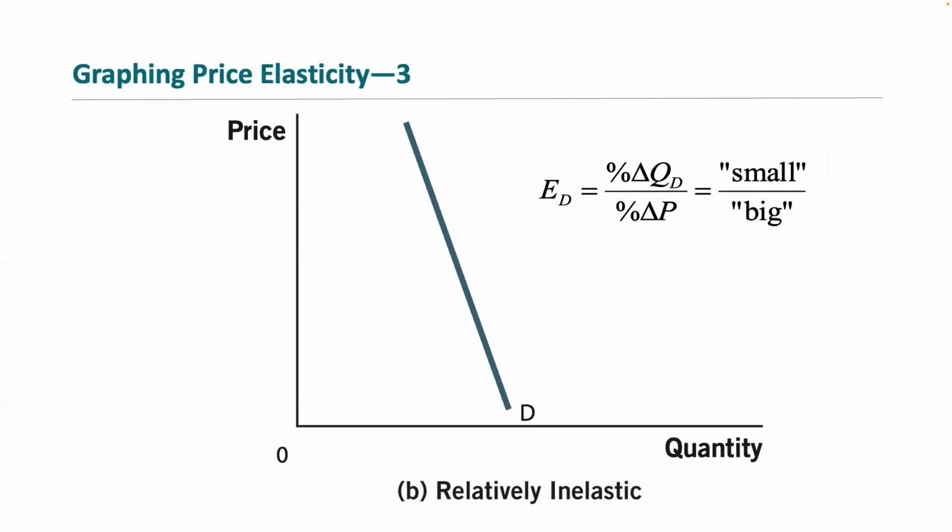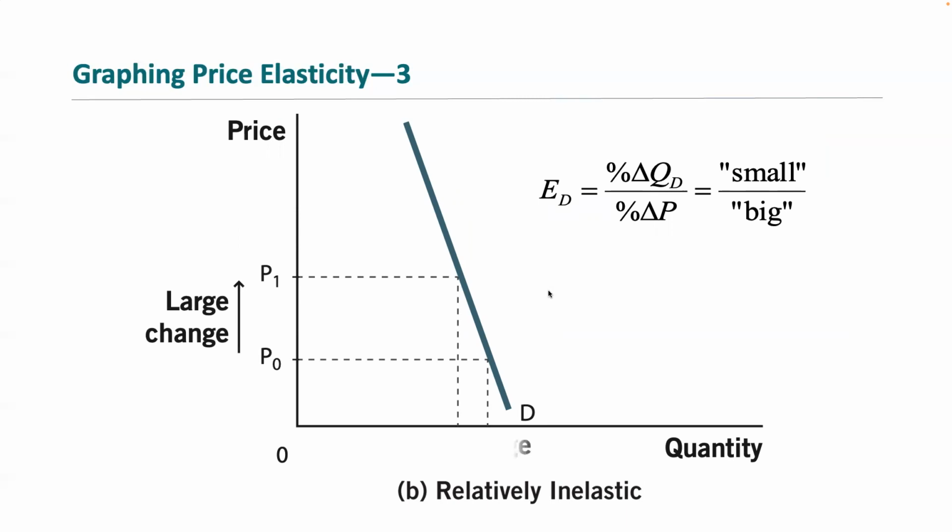Now, relatively inelastic, in this case, that curve is going to be a little bit more curved. These are things like gasoline or cigarettes. In that case, whenever we have adjustments, demand might change, but it's not going to change that much. If there's a large change in price, it's going to have a relatively small change in demand.